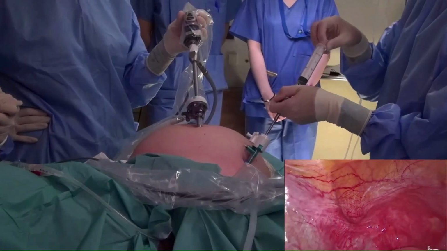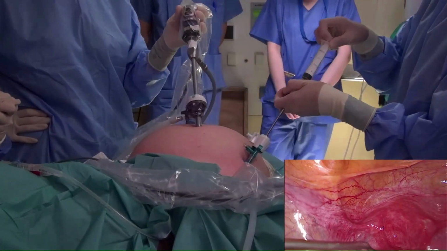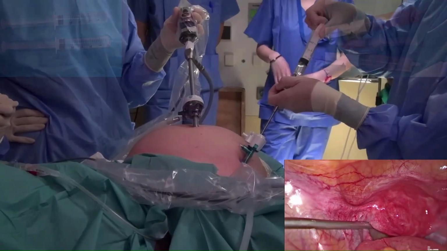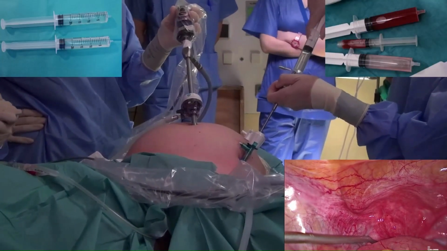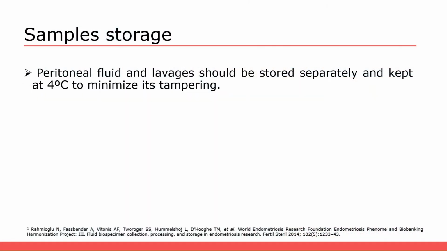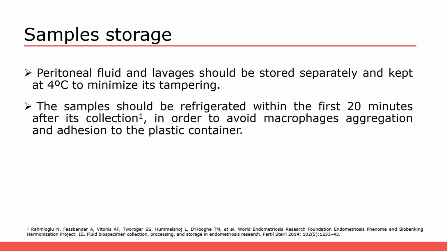We recommend waiting at least 30 seconds after mobilization of the sterile saline solution before its aspiration. Since the amount of saline solution used for peritoneal lavages is a variable to analyze, the volume used in this protocol will be discussed later. Peritoneal fluid and lavages should be stored separately and kept at 4 degrees to minimize its tampering. The samples should be refrigerated within the first 20 minutes after collection in order to avoid macrophages aggregation and adhesion to the plastic container.